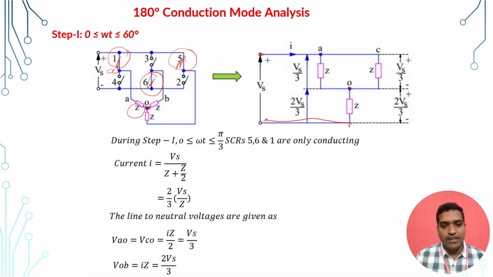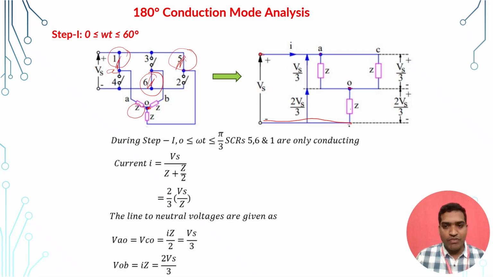So we know that VAO equals VCO. If you want to find the voltage across this impedance, the formula is I into Z. Here, Z is the equivalent impedance of these two, that is Z by 2. So VAO equals VCO, which equals I into Z by 2. I is 2 by 3 into Vs by Z. If you multiply this I with Z by 2, you get VAO equals VCO equals Vs by 3.